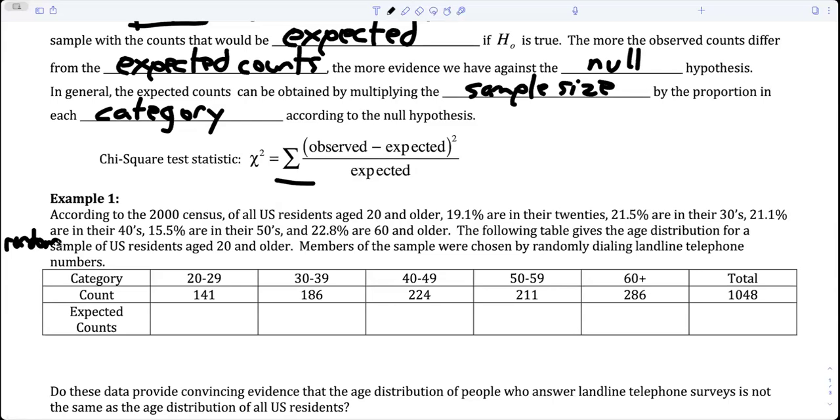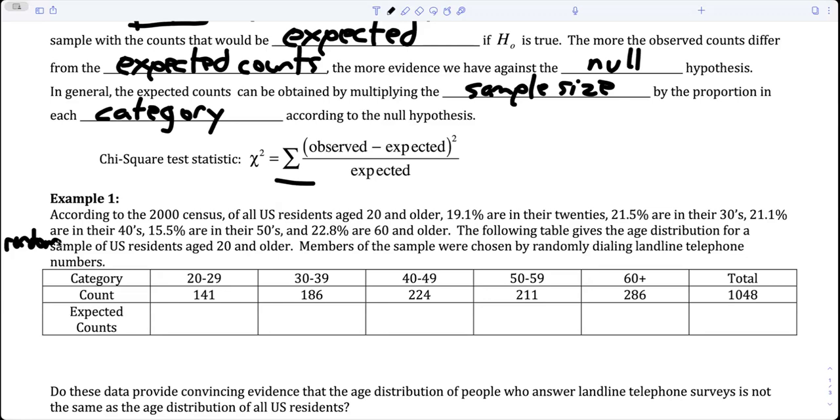All right, here we go. It says, according to the 2000 census of all US residents aged 20 and older, 19.1% are in their 20s, 21.5% are in their 30s, 21.1% are in their 40s, 15.5% are in their 50s, and 22.8% are 60 and older. The following table gives the age distribution for a random sample of US residents aged 20 and older. Members of the sample were chosen by randomly dialing landline telephone numbers. Y'all know what that is? It's a telephone with a cord that plugs into the wall. Didn't want to lose anybody there.